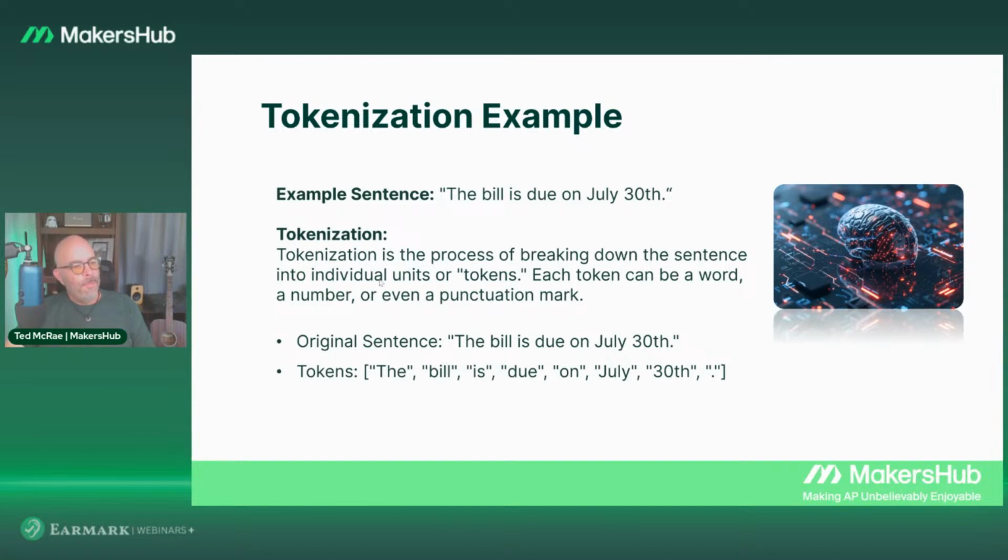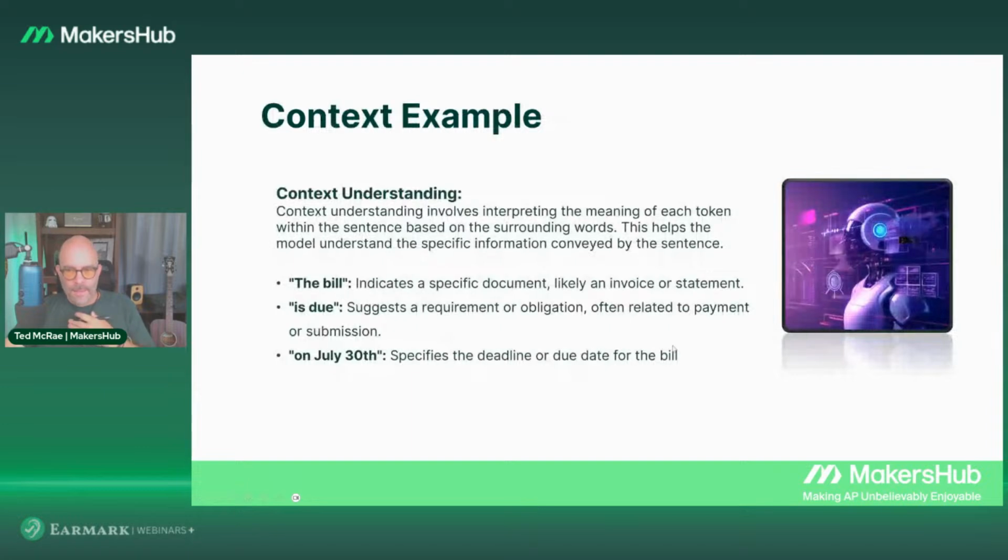So tokenization: the bill is due July 30th. So the tokens are: the, bill, is, due. These are all the little tokens that it creates, even the period, right? Then what it does is it takes those tokens and puts them together, using indexing and context, to understand what the meaning of each token is. So it's going to put them together in phrases. So the bill. It takes those tokens and puts them together into the bill. It indicates the specific document that we're talking about.